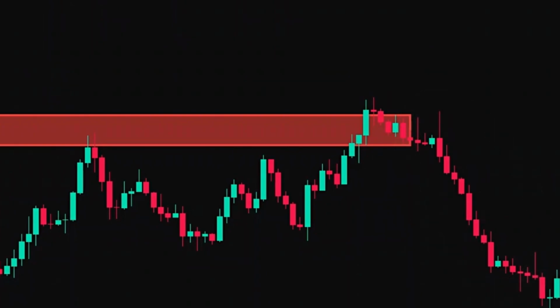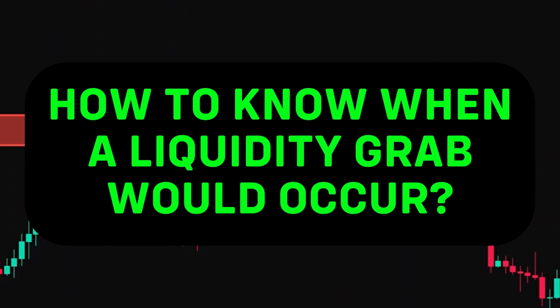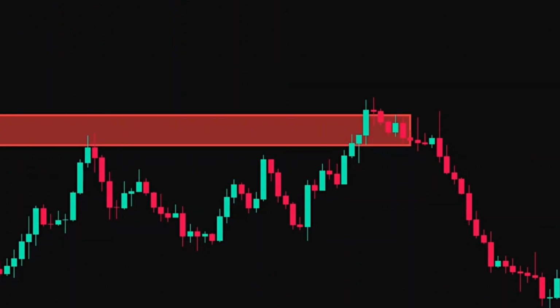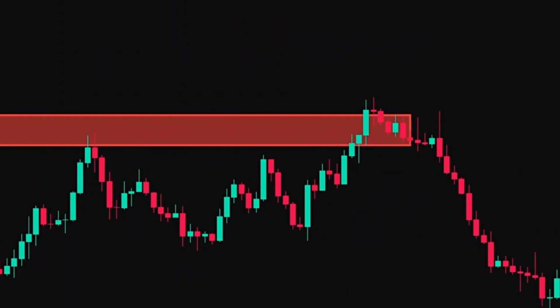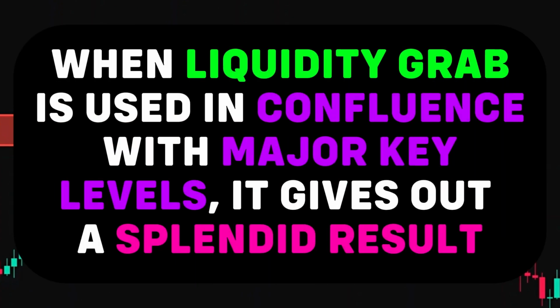Now here comes a big question: how to know when the liquidity grab would occur? The answer is nothing but the major key levels. The major key levels are the place where it occurs the most, and it can help us in earning huge profits. When liquidity grab is used in confluence with the major key levels, it gives a splendid result to us, and that is what our strategy is all about.